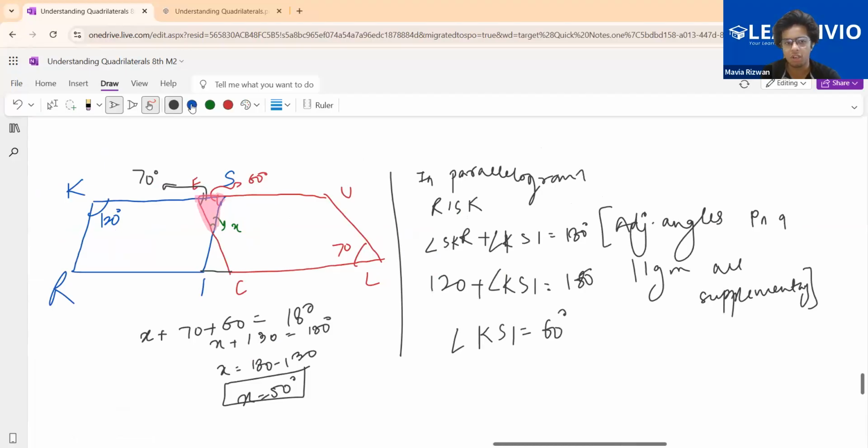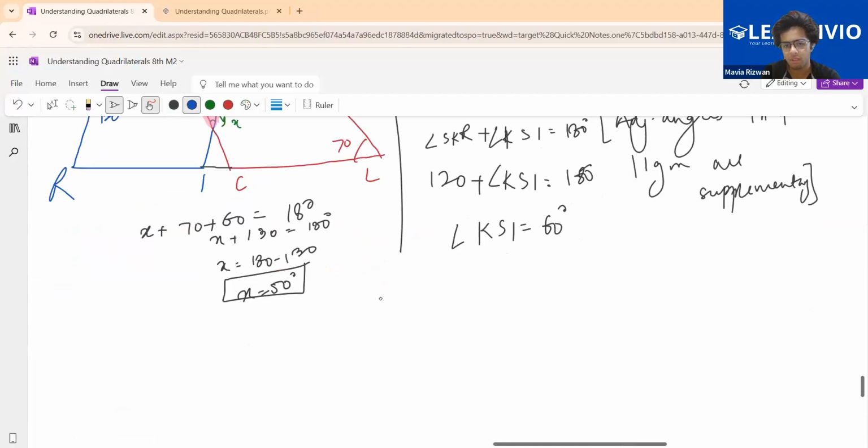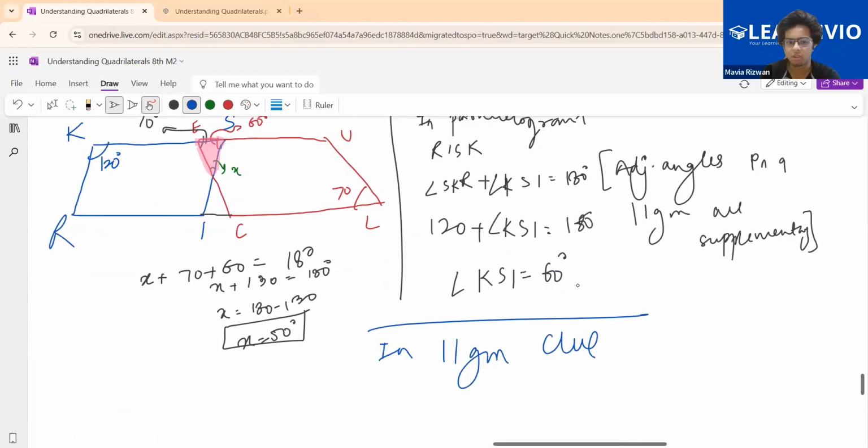Okay, now talking about in parallelogram, clue. Clue. Just a minute.